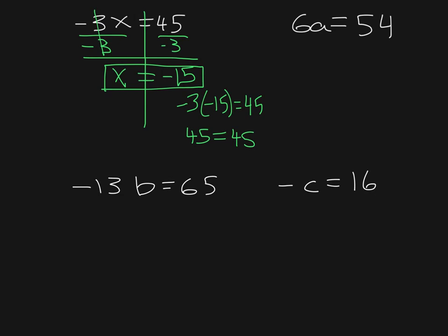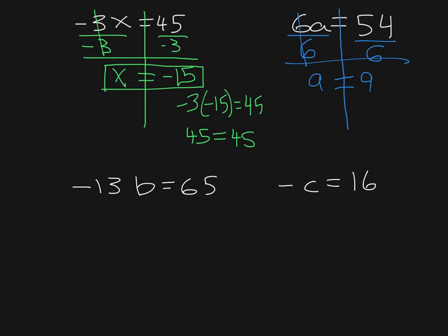Our second example here, 6 times a equals 54. We're going to solve the exact same way. We'll draw a line down through the equal sign. Since we see multiplication here, we're going to use the inverse operation of multiplication, which is division. Divide by 6, divide by 6. 6 divided by 6 is 1, so we're left with 1a, or just a, equals 54 divided by 6, which is 9.